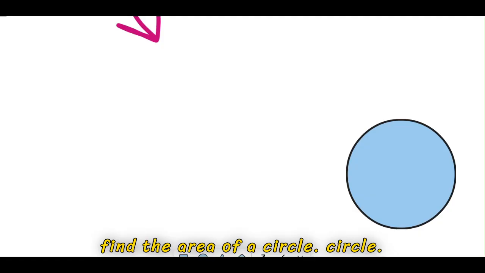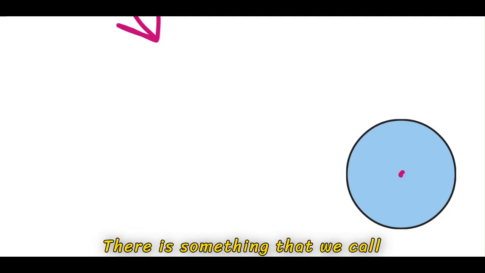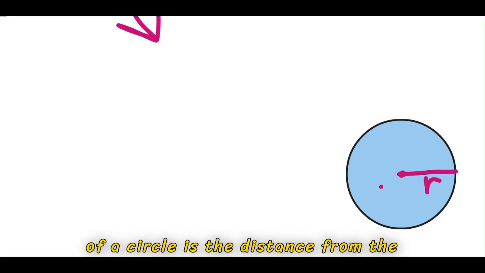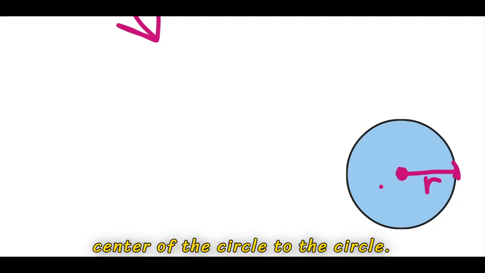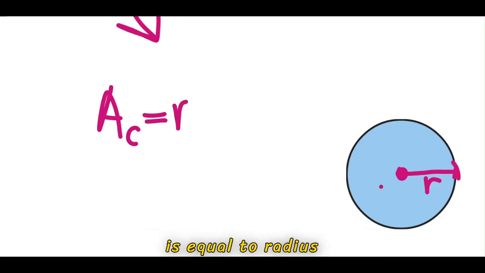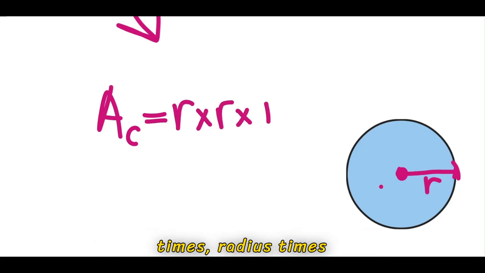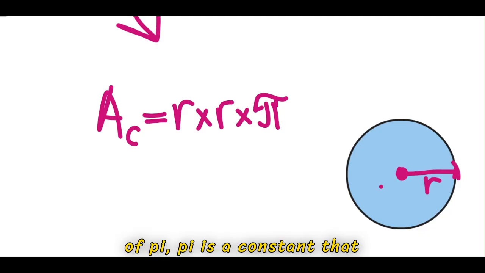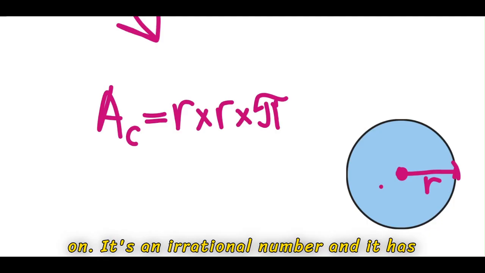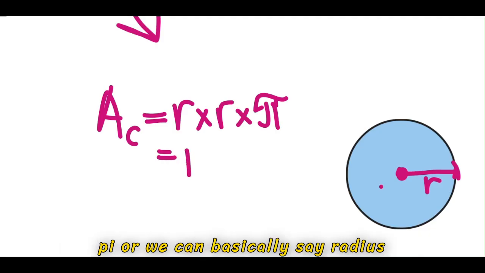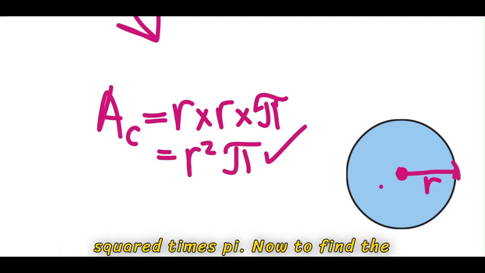Now, to find the area of a circle, there is something that we call the radius of a circle. The radius of a circle is the distance from the center of the circle to the circle. So the area of a circle is equal to radius times pi. Oh, by the way, if you haven't heard of pi, pi is a constant that is equal to 3.14 and so on. It's an irrational number and it has infinitely many digits. So remember, the area of a circle is radius times pi, or we can basically say radius squared times pi.